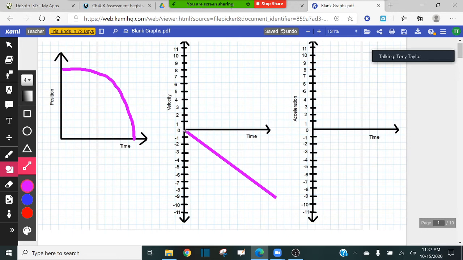And guys, I need for y'all to remember, the reason why I know this is speeding up is because this line here is going further away from zero. Speeding up on a velocity time graph, the line is going further away from zero. If you're slowing down on a velocity versus time graph, the line is going closer to zero. Just like a speedometer, on your speedometer, if you speed up, your speedometer goes further away from zero. If you slow down, your speedometer gets closer to zero.